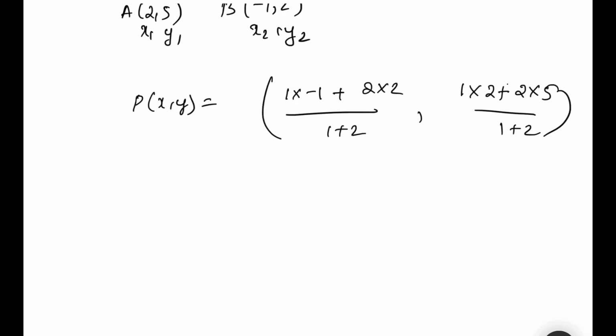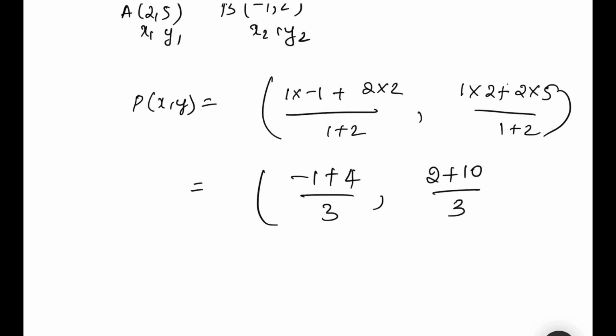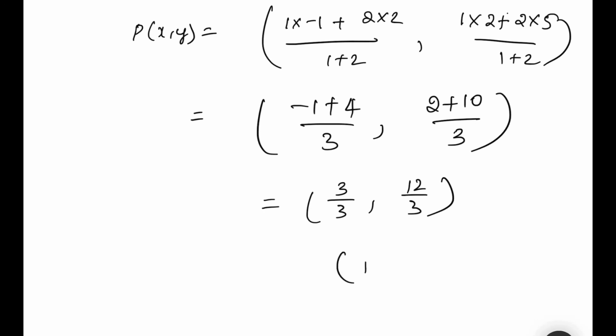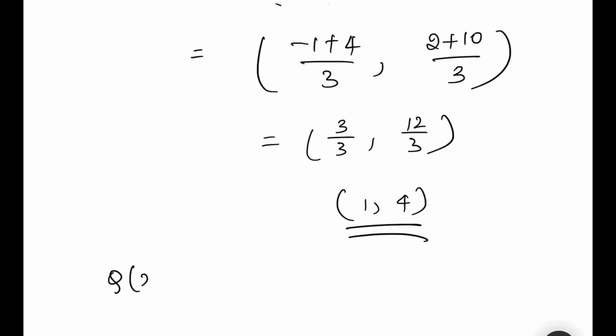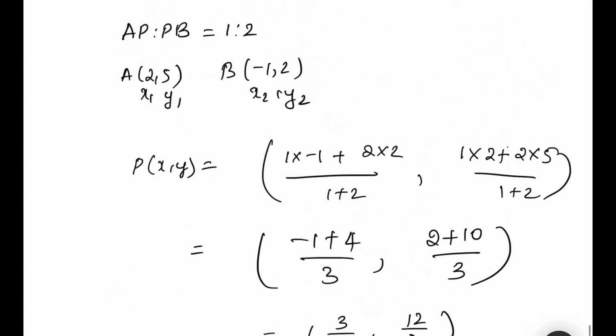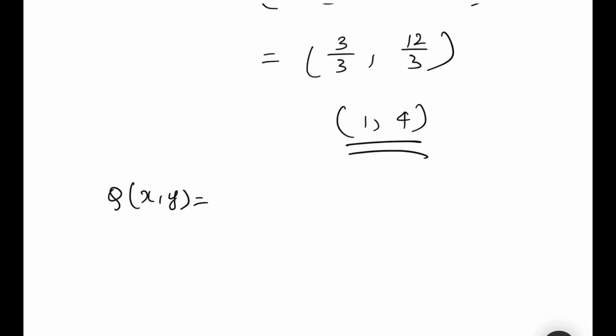Okay, so that is equal to (-1 + 4) by 3 and (2 + 10) by 3. So what you get, 3 by 3 and 12 by 3. So you'll get (1, 4). This will be the point. Similarly let me find Q. If I take Q, we have AQ and QC. So we need the points A (2, 5) as x1 y1 and C we have (5, 8) as x2 y2.